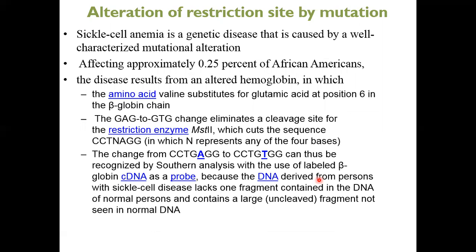Sometimes we can create mutations to cure diseases. Sickle cell anemia is a genetic disease caused by a well-characterized mutational alteration. We know what kind of mutation takes place in this disease, and this disease affects approximately 0.25% of African Americans. The disease is caused by an alteration in hemoglobin, in which the amino acid valine substitutes for glutamic acid at position 6 in the beta globin chain.